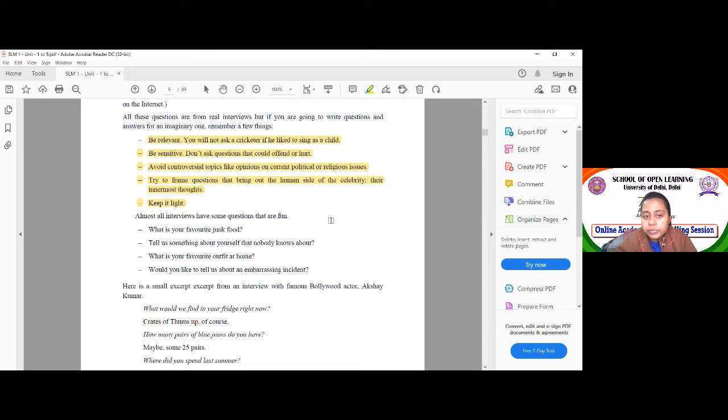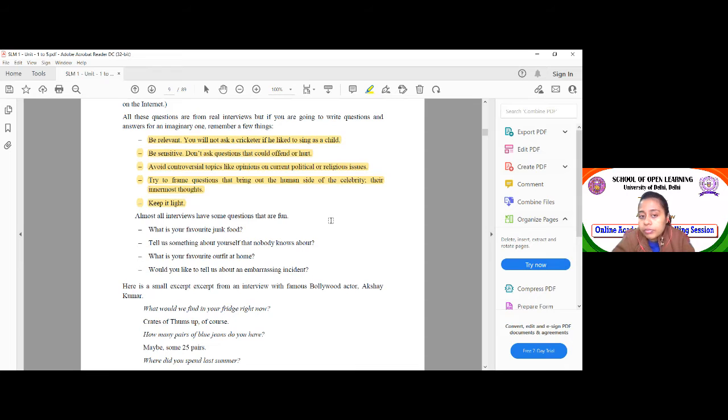Be relevant. You will not ask a cricketer if he liked to sing as a child. This I have been saying. The example I gave of a journalist interviewing Leonardo DiCaprio, right? Be relevant. Stick to why you are interviewing this person. You're not interviewing this person just because you feel like it, right? There's a reason why you're interviewing this person. So the idea is that you stick to the topic and you be relevant. You talk about the things that are important.